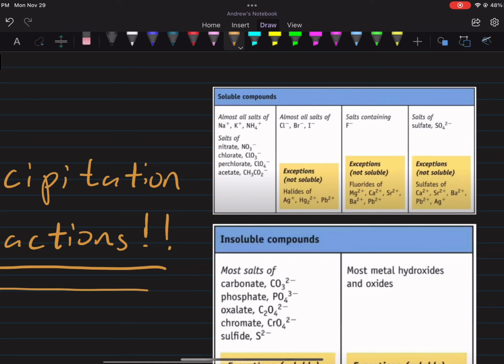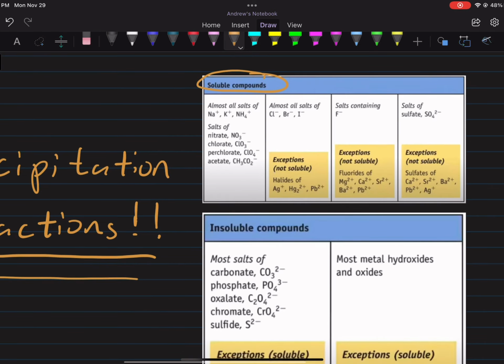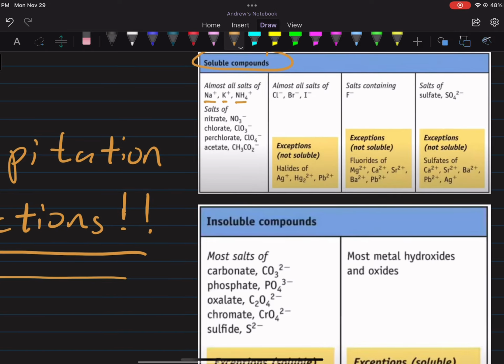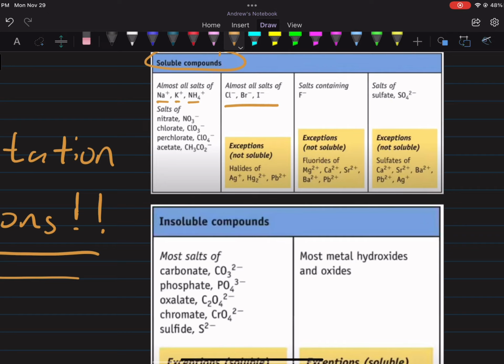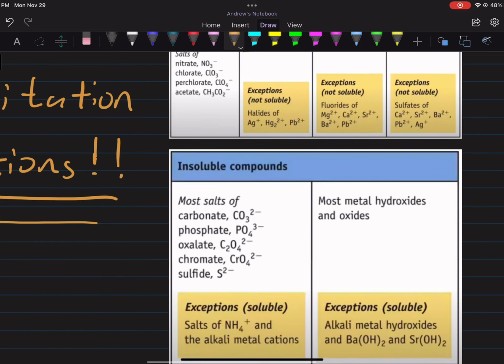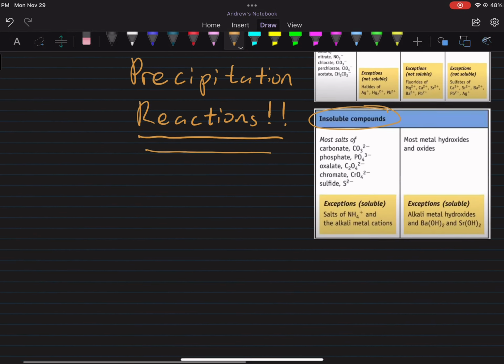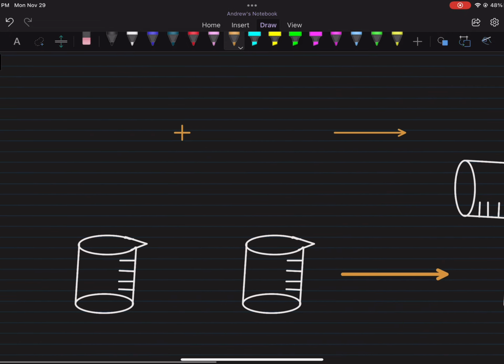So basically, solubility rules go with soluble compounds, which come with Na, K, and ammonium, and almost all salts of chlorine, bromine, iodine, fluorine, and sulfates, and we have insoluble compounds, which are listed below, with exceptions as well. So let's move on to some examples.